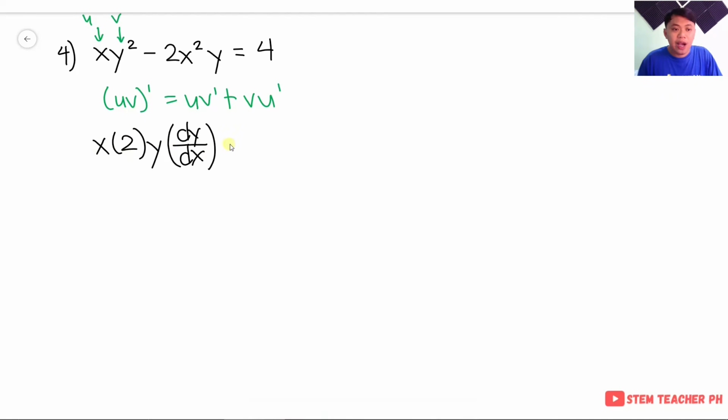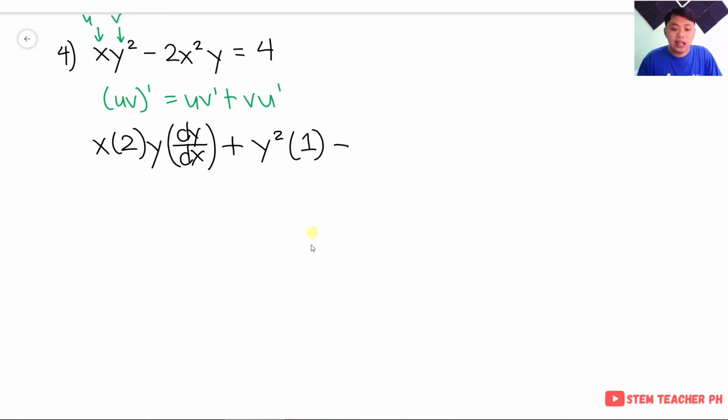Then tuloy tayo sa pangalawang part, we copy the second term, y squared, tapos imumultiply natin siya sa derivative of the first. Ang x natin, kapag kinuha natin yung derivative niya with respect to x, that is simply 1. And then, tapos na tayo dun sa pangalawa. Then we proceed here, the operation is subtraction.